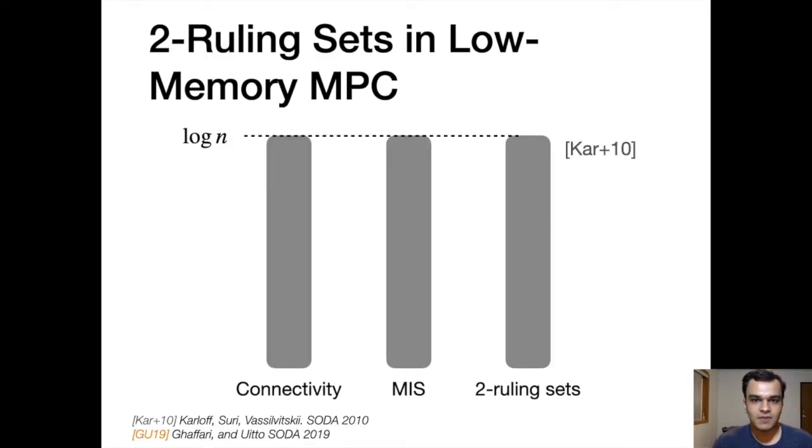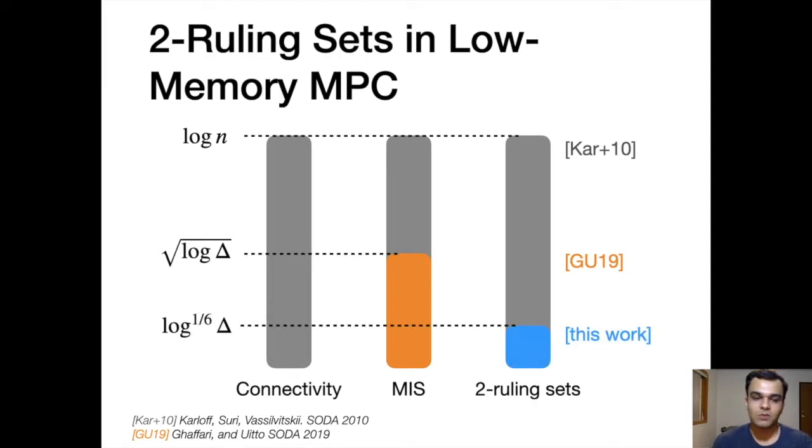In the low-memory MPC model, using the simulations by Karloff et al., we can get logarithmic round algorithms for connectivity, MIS, and two ruling sets as well. Using the Ghaffari and Uitto algorithm, the complexity of MIS is square root of log delta. And since an MIS is a valid two ruling set, this bound applies for two ruling sets as well. And in this work, we show that two ruling sets can be computed in log delta raised to 1 over 6 rounds.